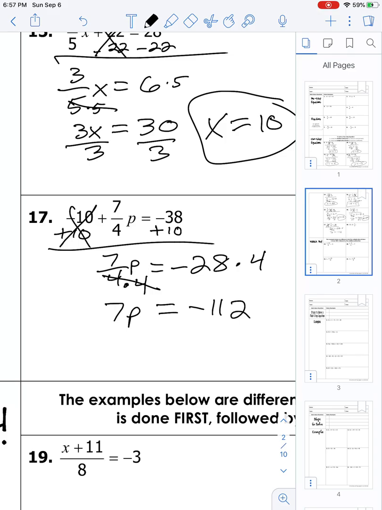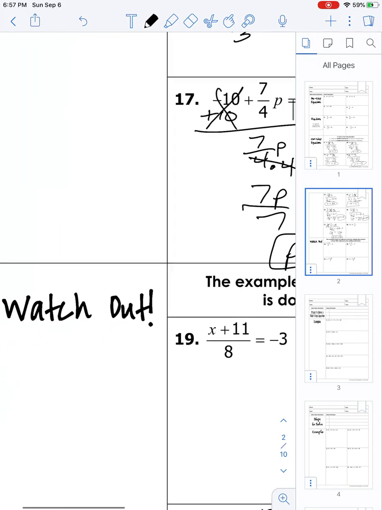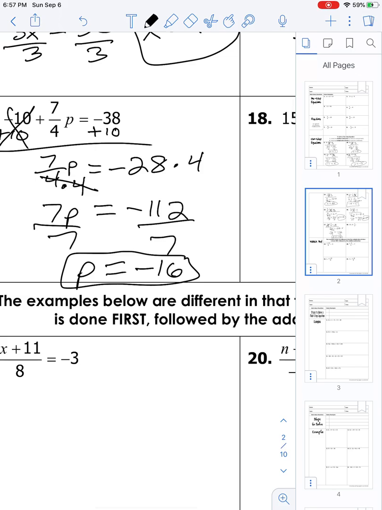And then last but not least, we divide by 7. So negative 112 divided by 7 is negative 16. And that is our answer. Keeping it consistent.